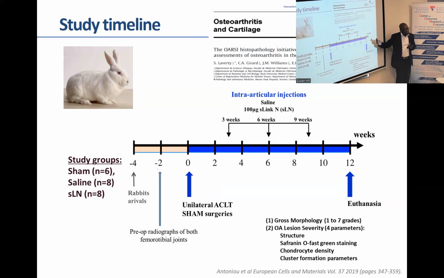And one of the reasons, you remember that in the disc we just injected once, but one of the reasons we're injecting here 3 times is that the joint has these lymphatics that drain things. So if you put in peptide, it will be drained. So we constantly had to go and be injecting. And then we look at after 12 weeks.